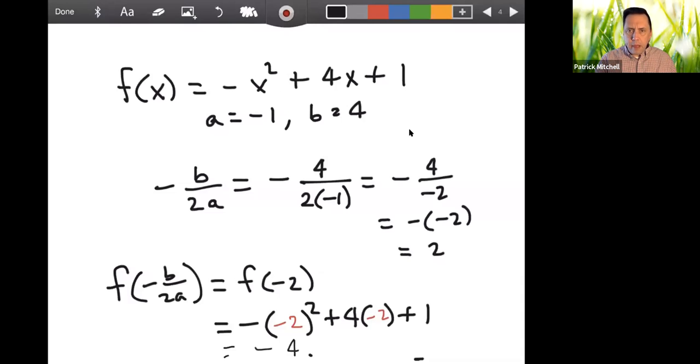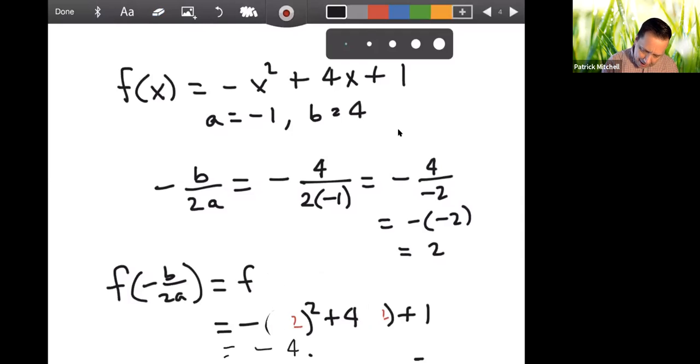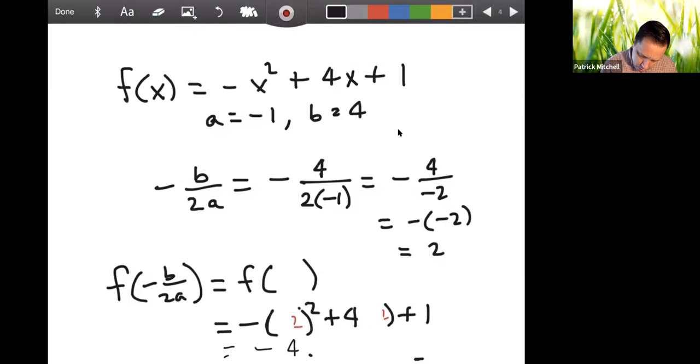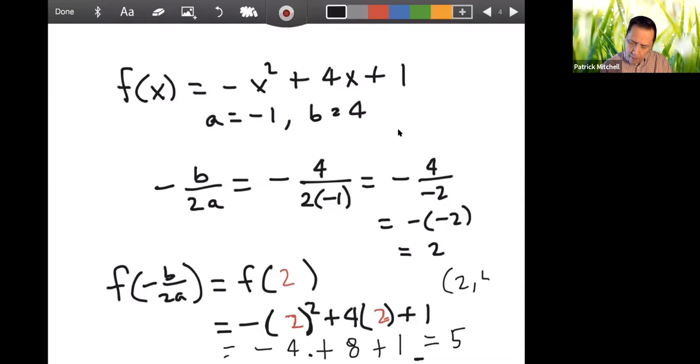Okay, I see where I messed up. Of course, the x-coordinate of the vertex came out to be 2. It didn't come out to be negative 2. Sorry about that. Let's get rid of this negative. Okay, so this is f of 2. F of 2 is going to look like this. Now we got it. See, I did this problem ahead of time and I knew it wasn't looking right. So when you substitute 2 into this function, you get negative 2 squared plus 4 times 2 plus 1, which is negative 4 plus 8 plus 1, which comes out to 5. So that's how we got 2, 5.